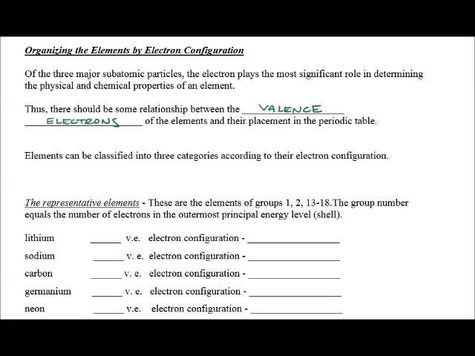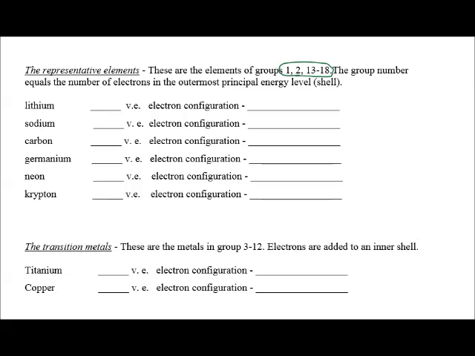So we classify the elements into 3 categories. The first is called the representative elements. These are groups 1 and 2, and then 13 through 18. So not the middle section where the transition metals are. The group number tells us the number of valence electrons. So this is all stuff we've done before. And these valence electrons are found in the outermost principal energy level, or shell.